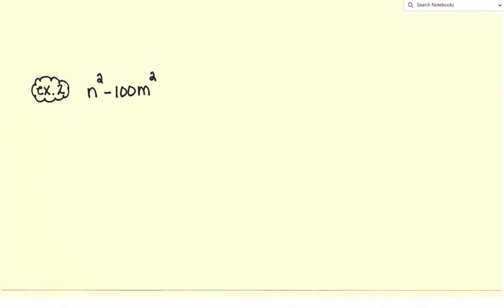All right, let's take a look at example 2. It fits our pattern because these are perfect squares. So what do I square to get n squared? n times n. What do I square to get 100m squared? 10m and 10m, because I need 10 times 10 to get 100 and m times m to get m squared. Then I need a plus and I need a minus.